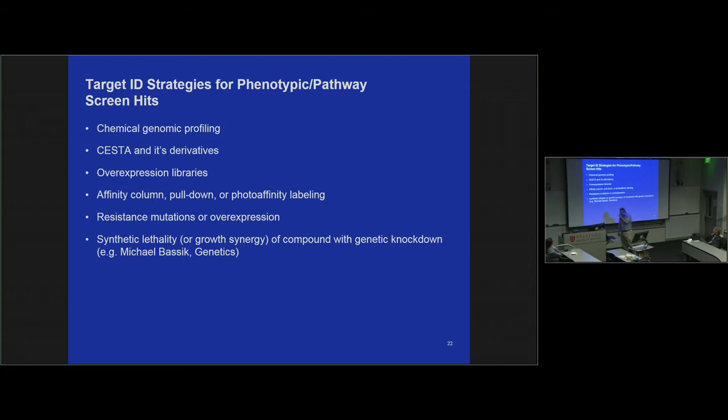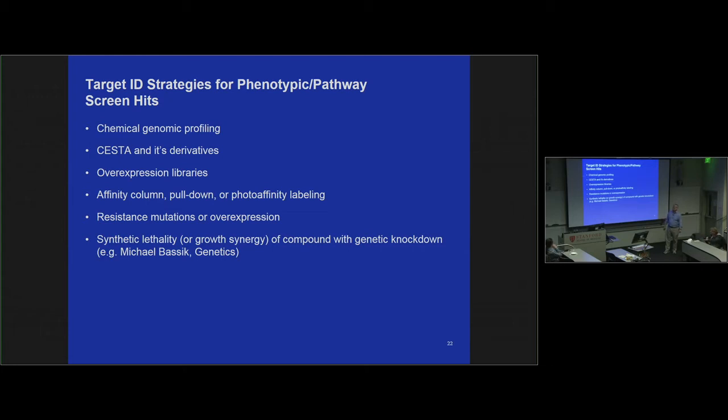So for phenotypic and pathway screens, cell-based assays, you get done and you don't necessarily know what the molecular target of your compound is. That can be okay, although it can also make life more complicated, both to get more funding and to get people excited about your project. And so there are ways of deconvoluting things. There are sort of in silico things.